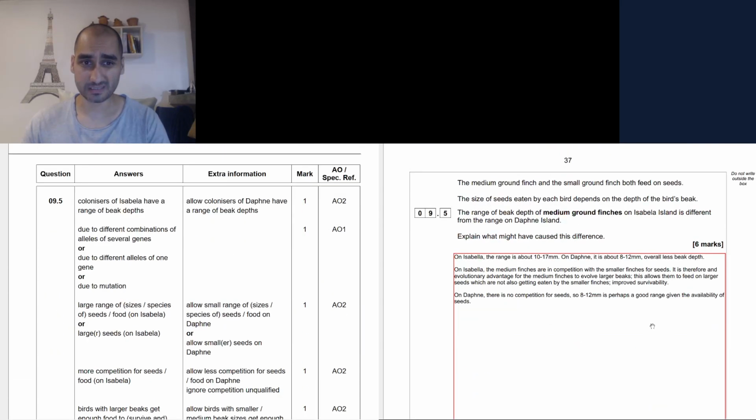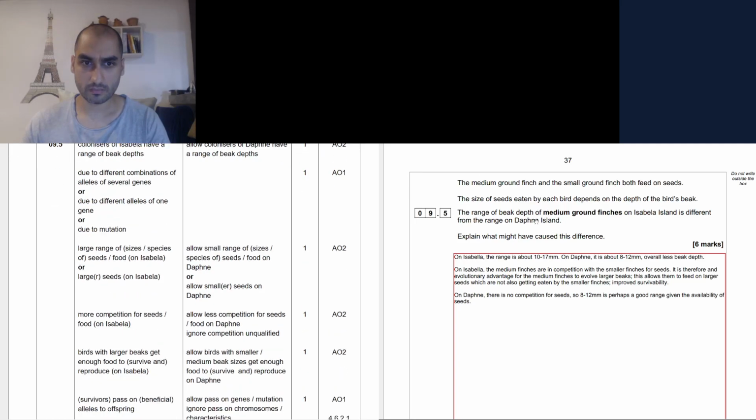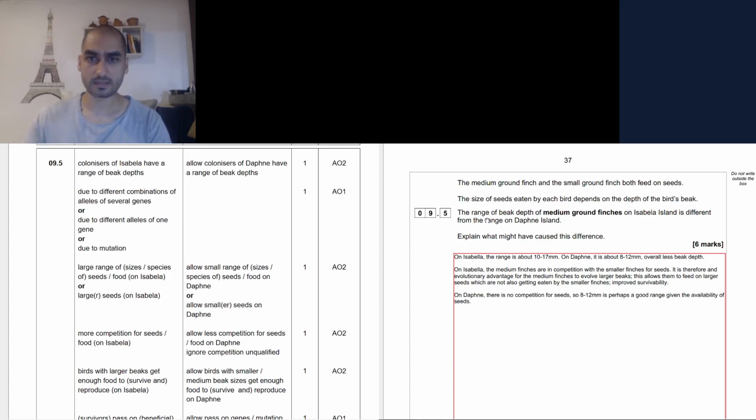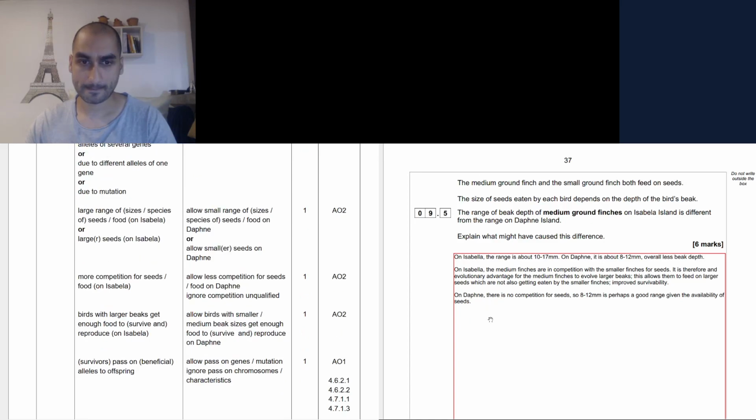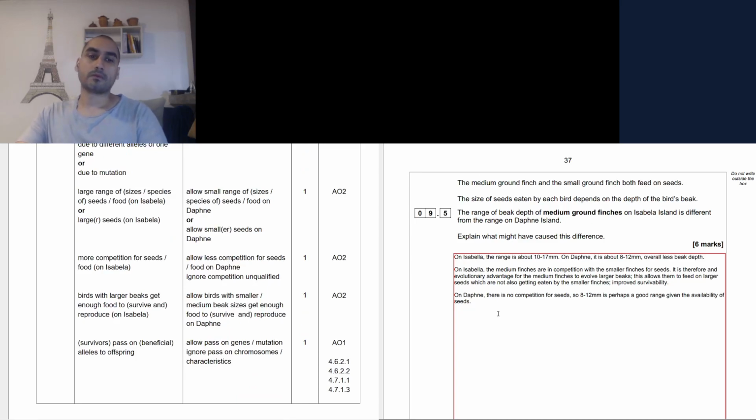Six marks here. Colonizers. I was talking about the seeds. So let's see. Large range of seeds on Isabella. Yes, I got that mark. More competition for seeds. Well, I didn't say anything about alleles. I just said evolution, because that implies everything, but apparently I need to talk about genes and mutations.